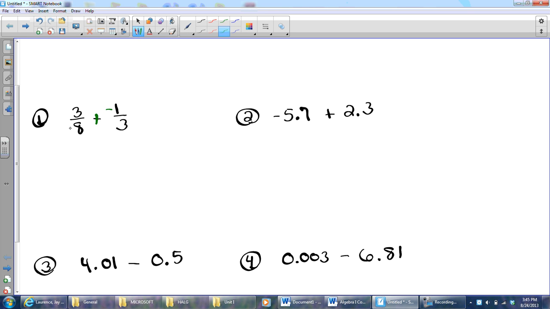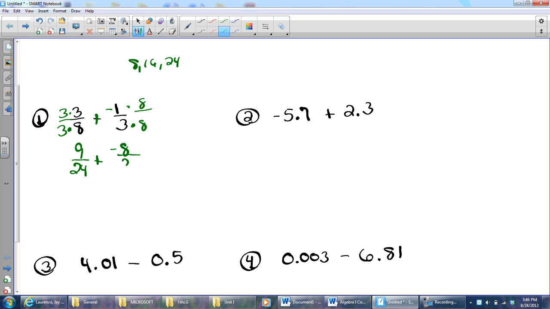Let me see here. I count by 8, so I'm going to get 8, 16, 24. Stop! Okay, that's because 8 goes into 24 and 3 goes into 24. So I'm going to multiply 8 by 3, and I'll multiply 3 by 3. And I'll have 9 24ths, plus, and I'll multiply the denominator by 8 and the numerator by 8. Remember, I'm only multiplying by a very special form of 1.